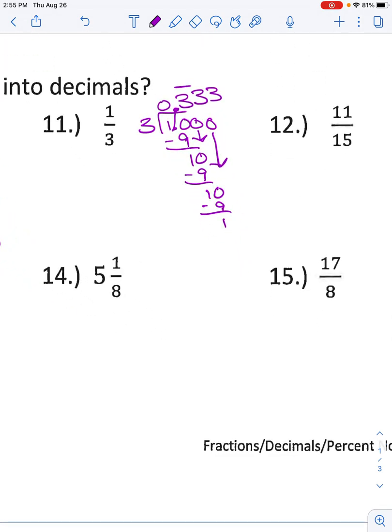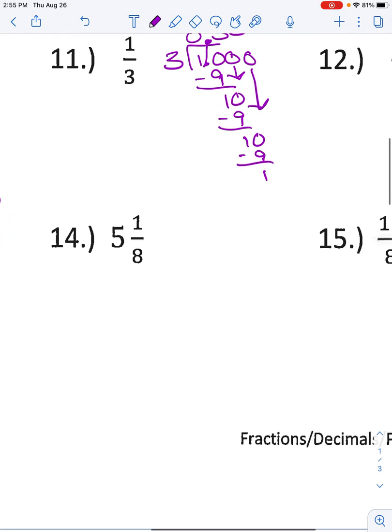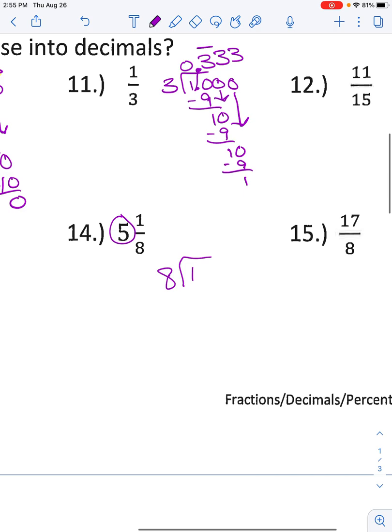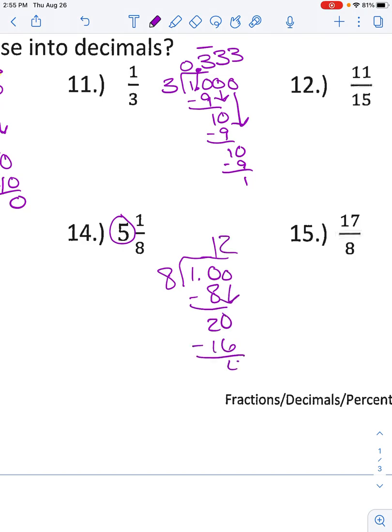When you have a mixed number, you have 2 options. You can leave your whole number alone and just do 1 divided by 8. Okay. 8 into 10 goes once. 8 into 20 goes twice. And 8 into 40 goes 5 times. Bring your decimal straight up. So 1/8 is 0.125. 5 and 1/8 would be 5.125.